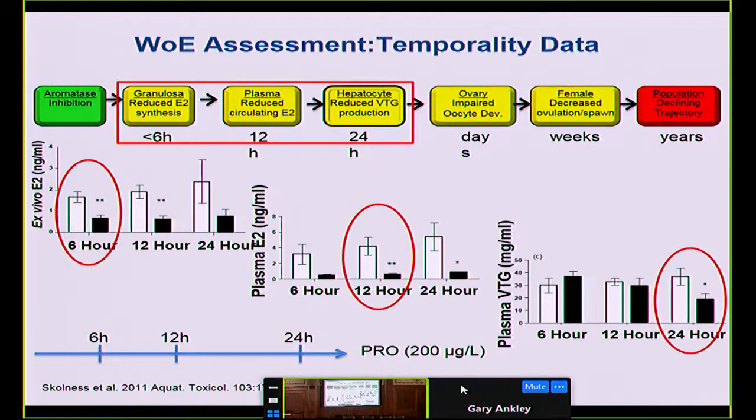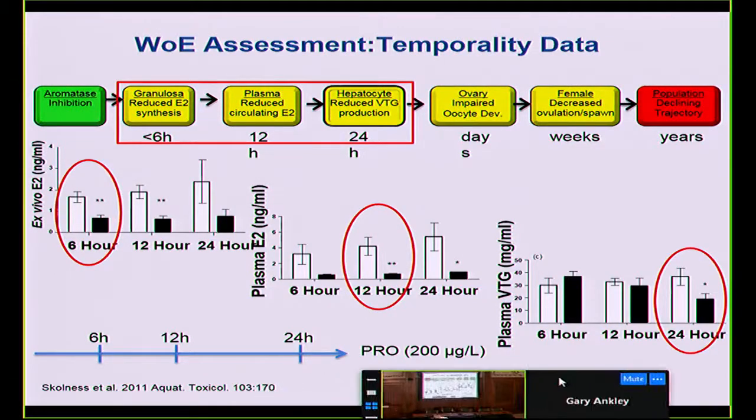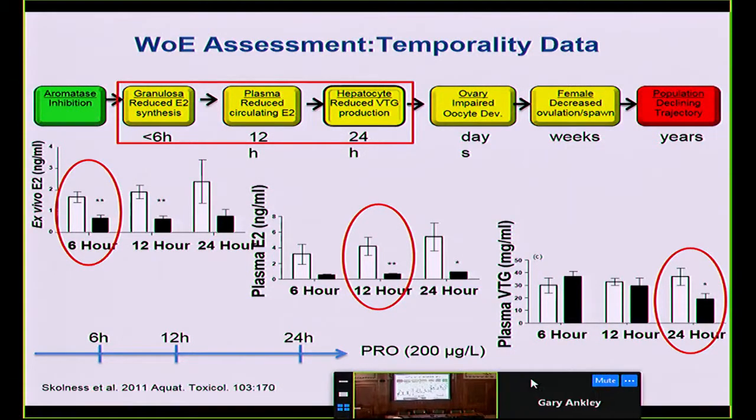The next slide is an example of using temporality or time course information to help establish the veracity of this AOP. In this experiment, the animals were exposed to prochloraz. This is another known inhibitor of CYP19, the molecular initiating event. The animals were collected at different times.